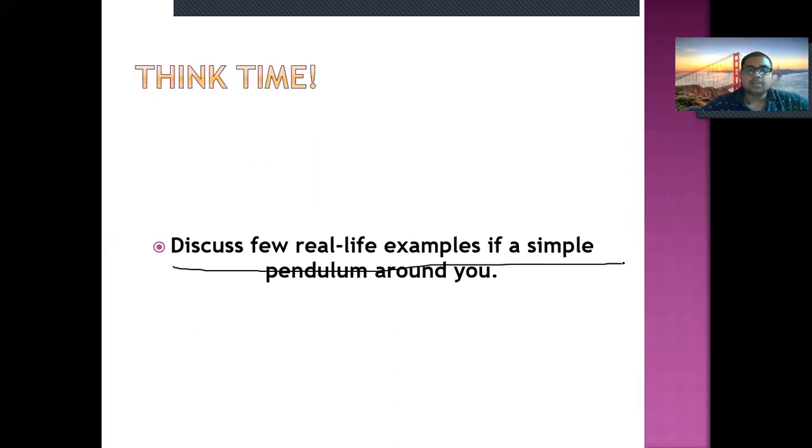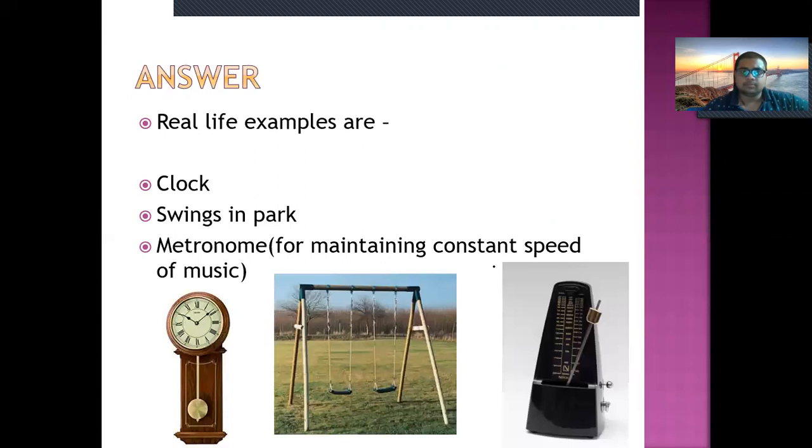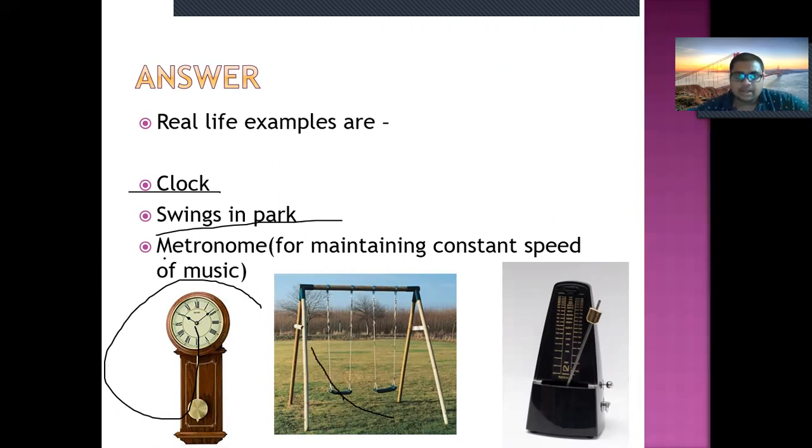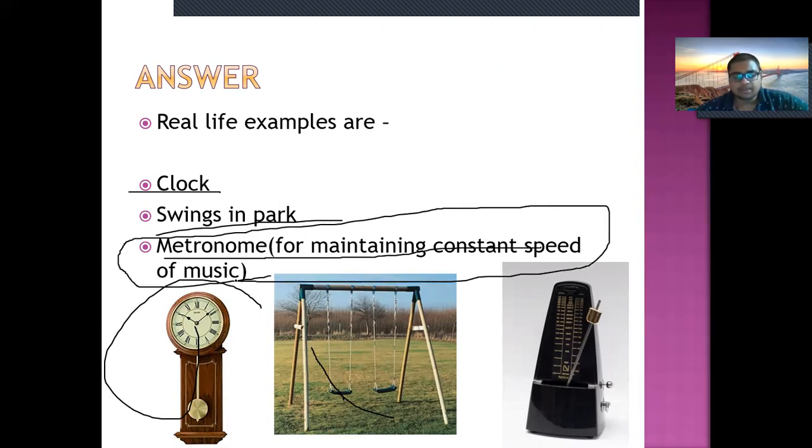So, a think time for all of you. Discuss a few real life examples. What are some real life examples of a simple pendulum found around you? Oh yeah, there are many. First is the clock, as we all know. The swings in a park. Yes, this is also a pendulum, right? You sit on it, you go forward, you move backward. You don't have to do anything, it just goes forward and backward. A metronome, for maintaining a constant speed of music. Again, it's a very complex machine. Don't worry about it. If you know about the swings in a park, that's enough.